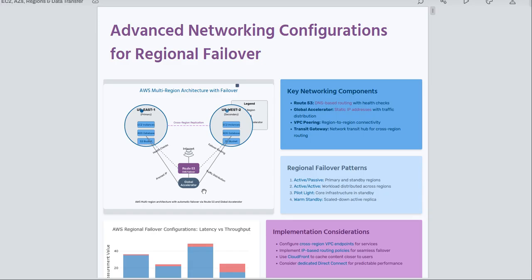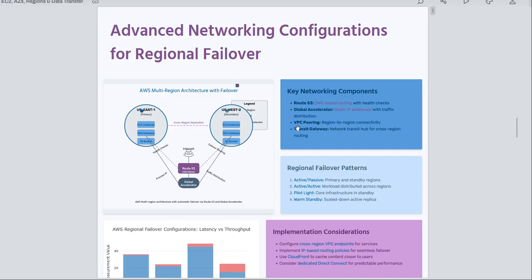So if anything happens, this region is going to become the primary region and fail over if anything happens to the other region. The key networking components for this setup: you need Route 53 for DNS-based routing with health checks, constantly checking health, and Global Accelerator, static IP addresses with traffic distribution. We're going to talk about this one in the future.